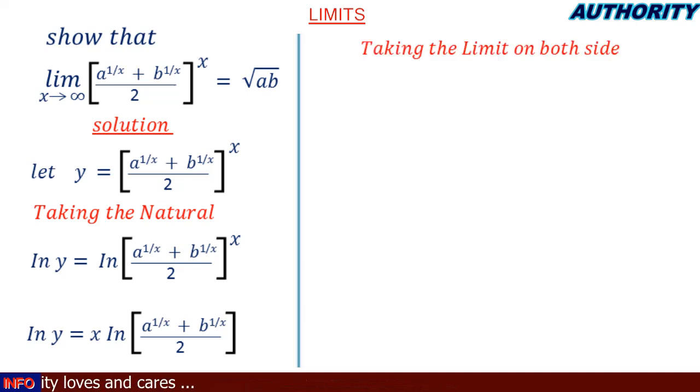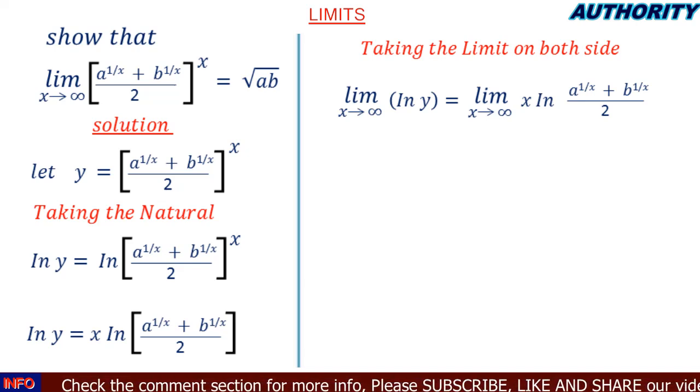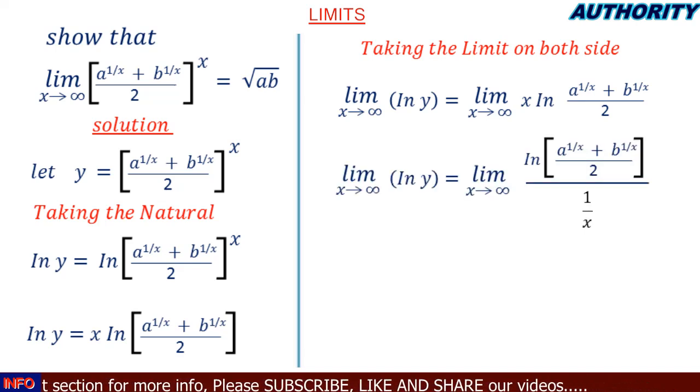From here, we can take the limit of both sides. Taking the limit on both sides, we have the limit as x approaches infinity of ln y equal to the limit as x approaches infinity of x ln((a^(1/x) + b^(1/x))/2). Good. Now let's consider the right hand side. It is the same thing as saying all over 1 over x. You see how we do this? It's the same.